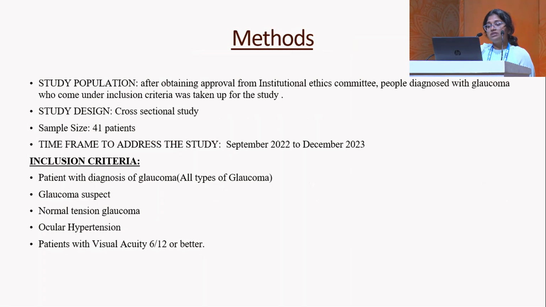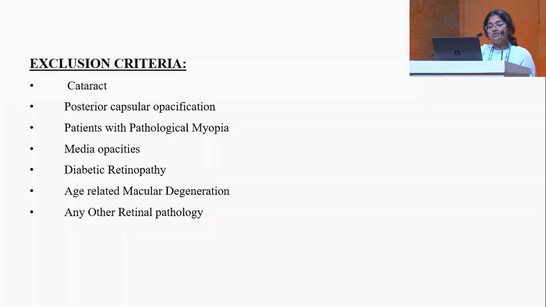For the study population, after obtaining the ethical committee clearance, people diagnosed with glaucoma who come under the inclusion criteria were taken up for the study. It is a cross-sectional study, the sample size is 41, and the time frame is 1 year to 1 year 3 months. The inclusion criteria: all patients with a diagnosis of glaucoma, glaucoma suspects, normal tension glaucoma, ocular hypertension, patients with visual acuity 6/12 or better. Exclusion criteria: cataract, posterior capsular opacification, patients with pathological myopia, media opacities, diabetic retinopathy, age-related macular degeneration, and any other retinal pathologies were excluded.